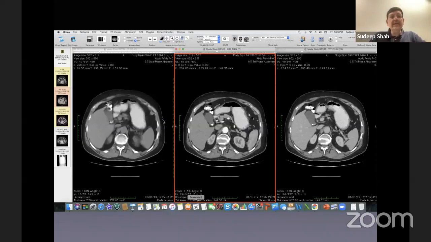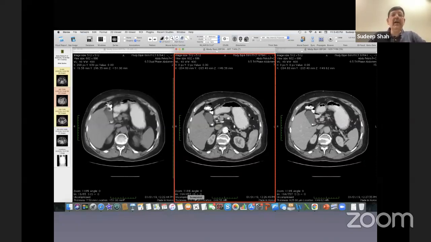Here is a scan demonstrating the arterial and the venous phase. The plain scan is here. As you can see, there is oral contrast, which is positive. You can see it within the stomach and the duodenum. You can see the calcification here. There's a calcified gallstone in this patient, but there is nothing in the vessels and nothing in the parenchyma.